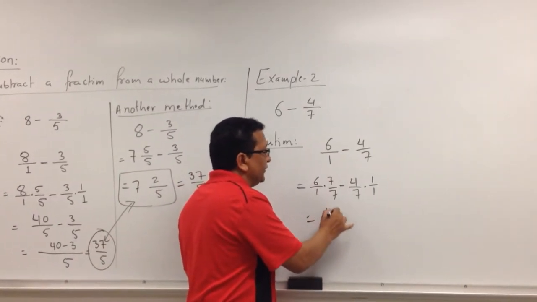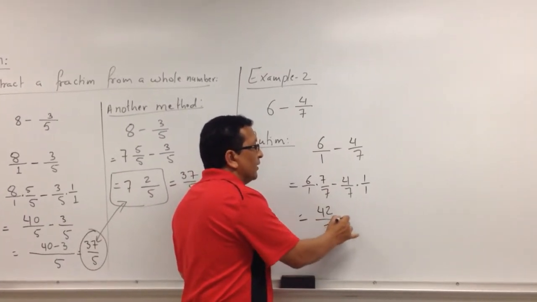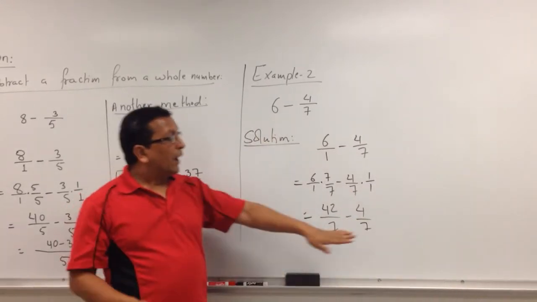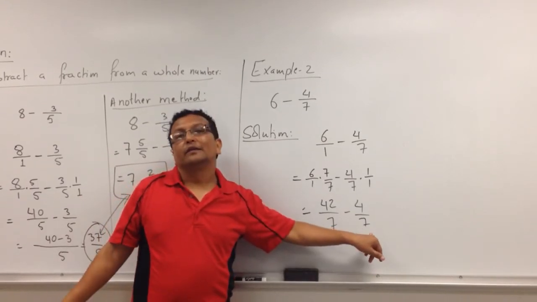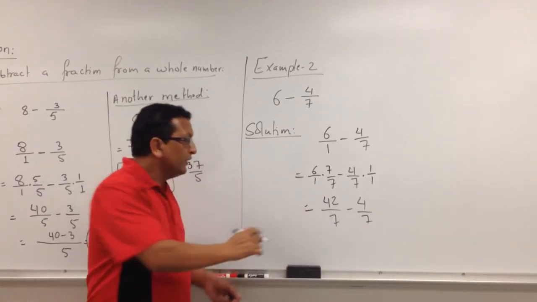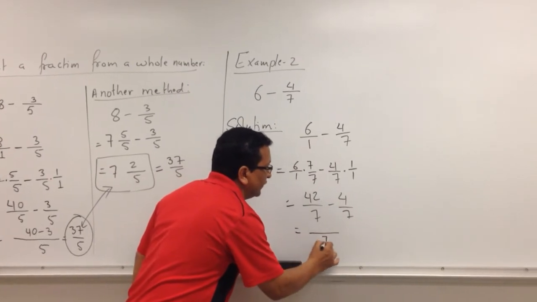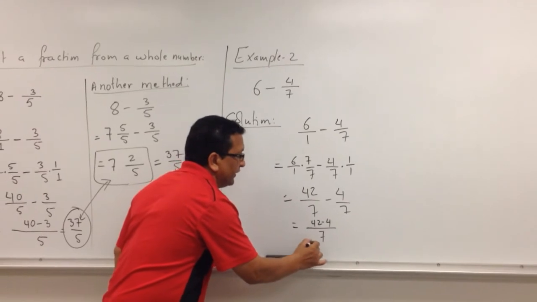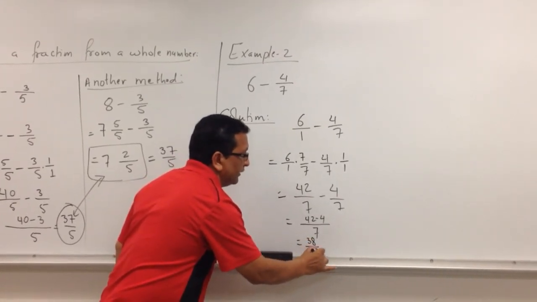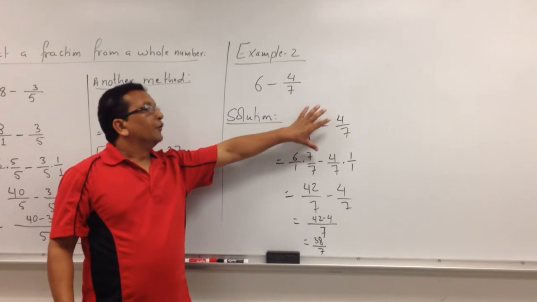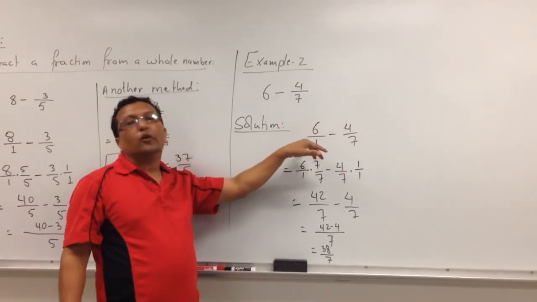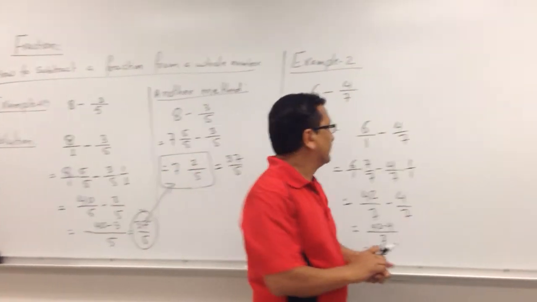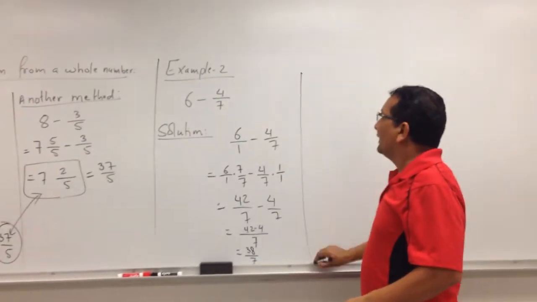Now multiply the tops. 6 times 7 is 42, 7 times 1 is 7, minus 4 times 1 is 4, and 7 times 1 is 7. Now we see both terms have the same denominator, so we take the common denominator and subtract the numerators. 42 minus 4 is 38 over 7. So we can subtract a fraction from a whole number. Any question?